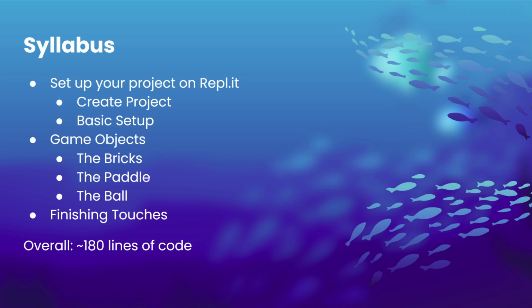And then finally, we'll be doing some finishing touches, that is adding menus, adding the score, and so forth. And overall, this should average about 180 lines of code. So when I said it was a lot, it's a pretty sizable chunk of code. It's not too much, but it's a pretty big chunk. So let's get started then.